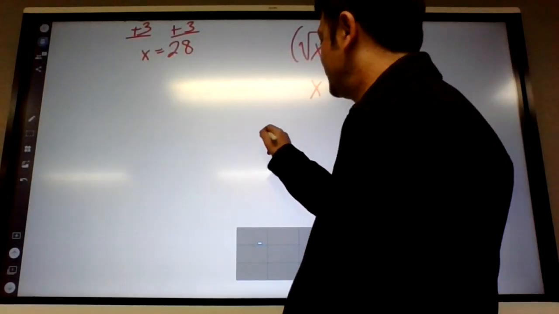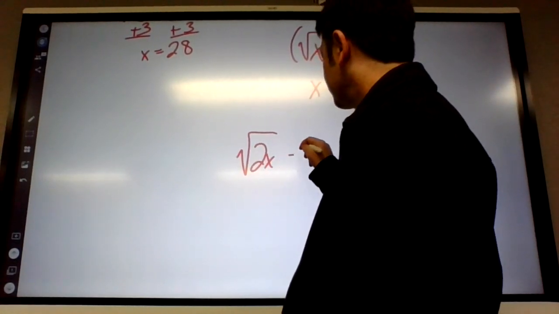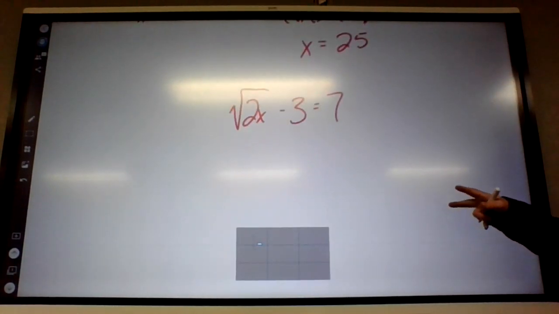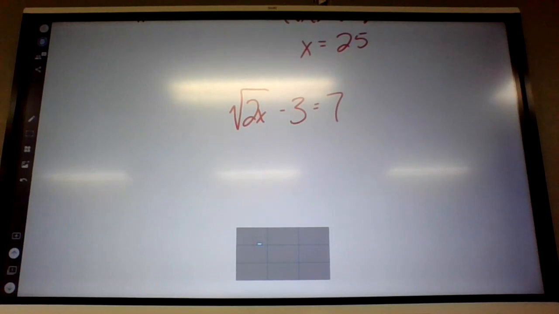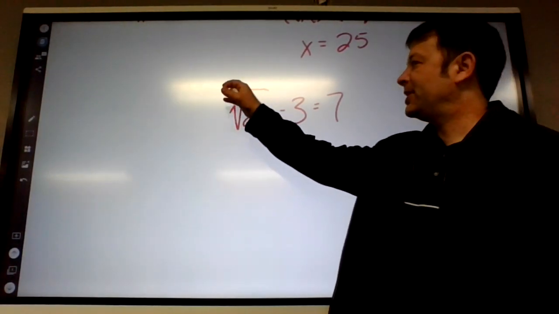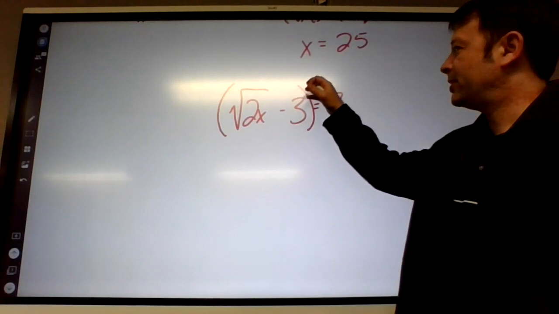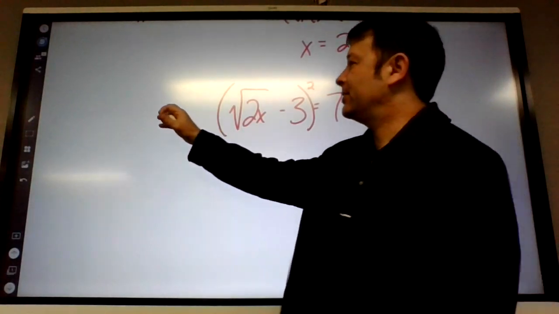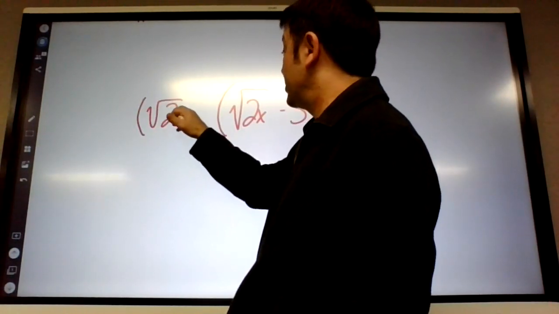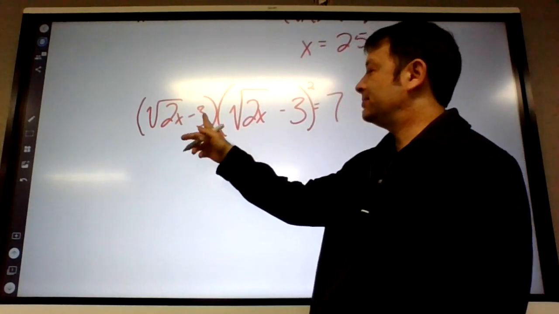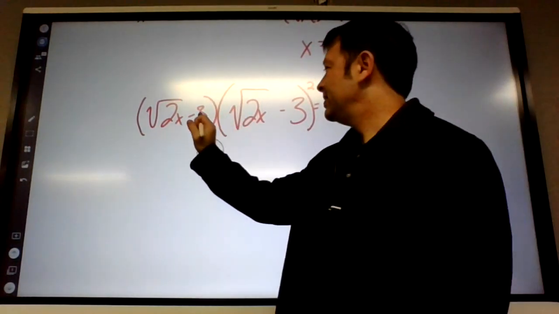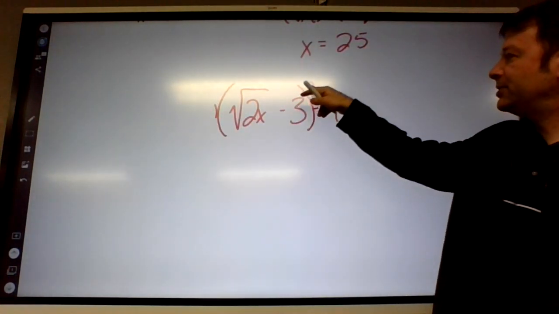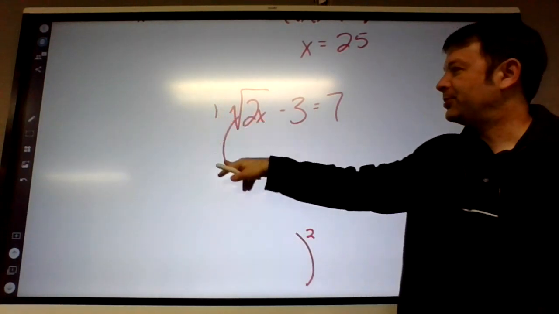Okay, one more thing I want to mention. How about this one? Well, if you tried to square both sides right now, the left side squared would be a FOIL problem. And if you FOIL 2 of these together, the square root would not go away. Okay? It would be a mess, because you'd have to multiply every term by every term, so it wouldn't work. So you don't want to do that. So what do you guys think we should do on this one?